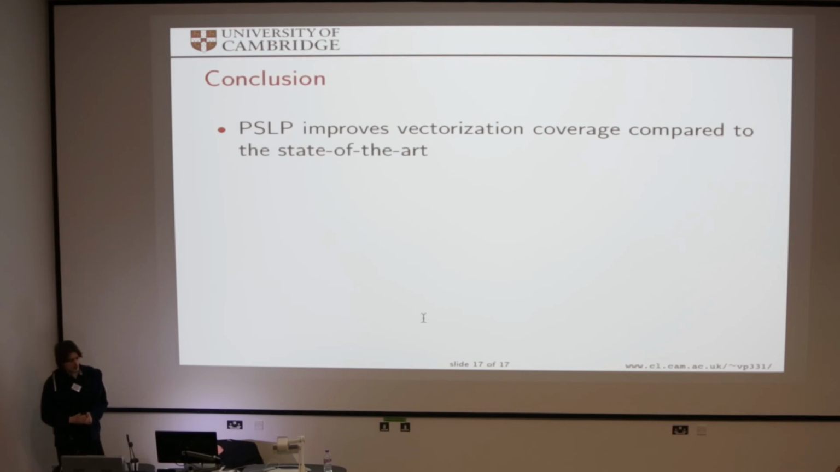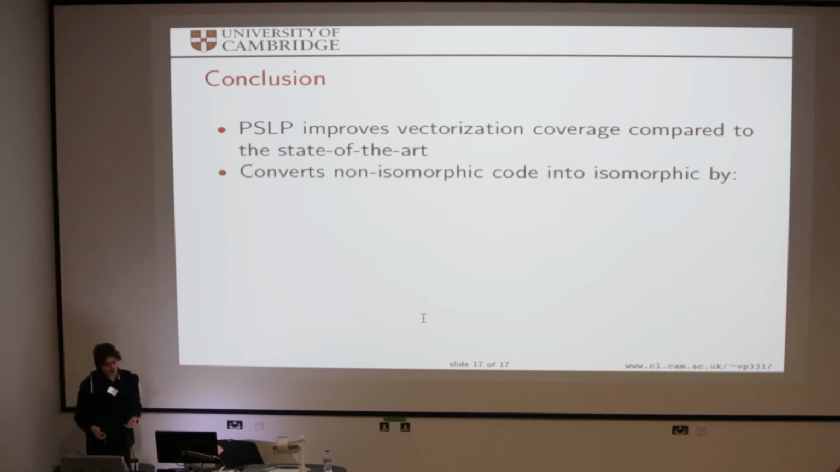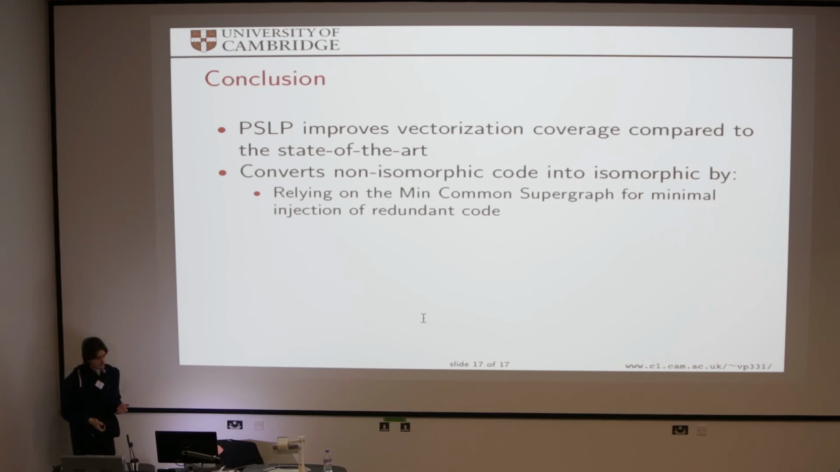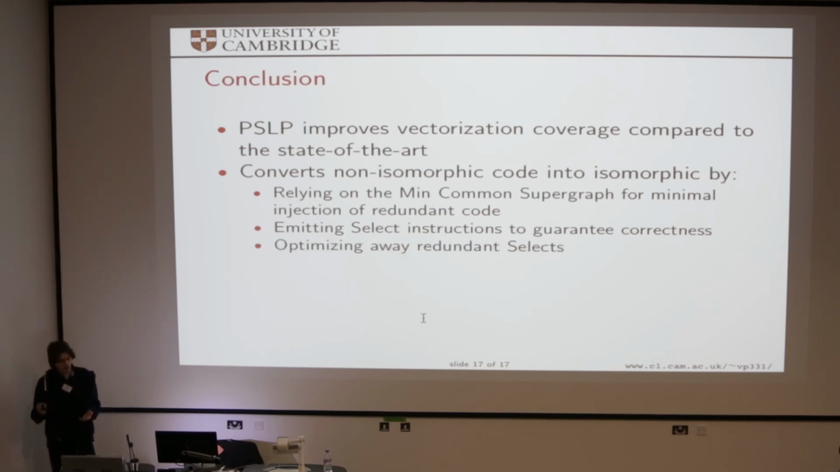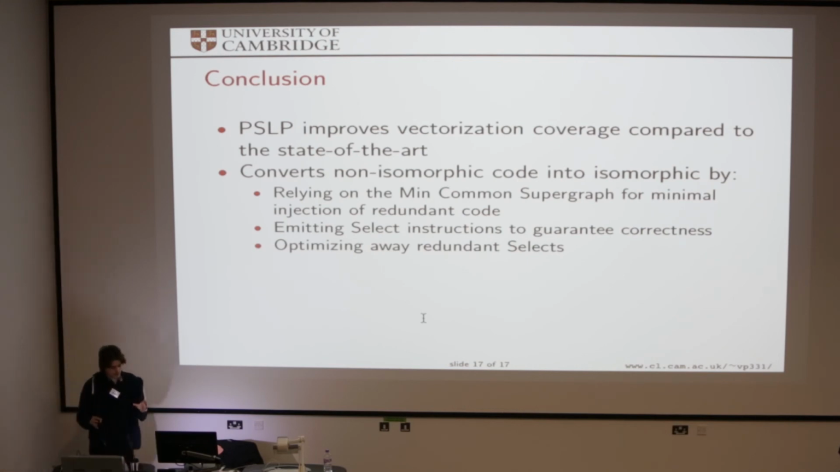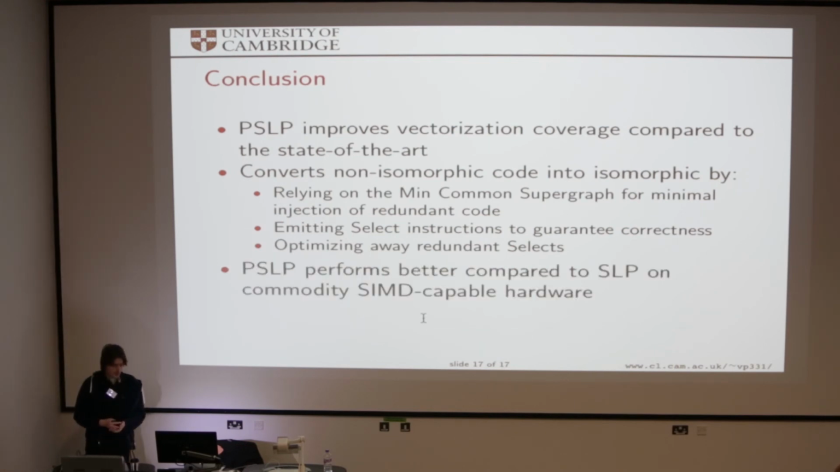Okay, so to conclude, we proposed a vectorization technique that can vectorize non-isomorphic code, and we use some graph theory for that. We use the minimum common supergraph to make sure that we emit as few redundant instructions as possible, and we emit select instructions to make sure that the semantics remain the same. Then finally, we have some peephole optimizations that remove these redundant selects in order to reduce the overhead that they introduce. We evaluated PSLP on a real machine, and we showed that it has a higher coverage than the vanilla SLP, and sometimes it performs better.